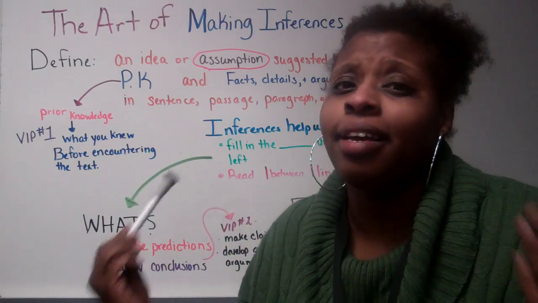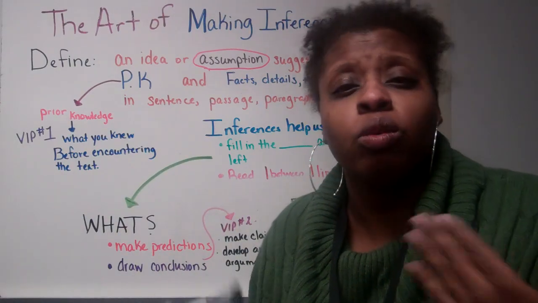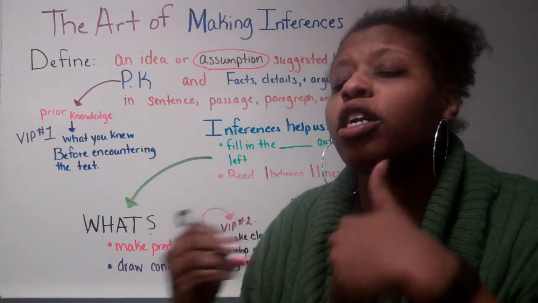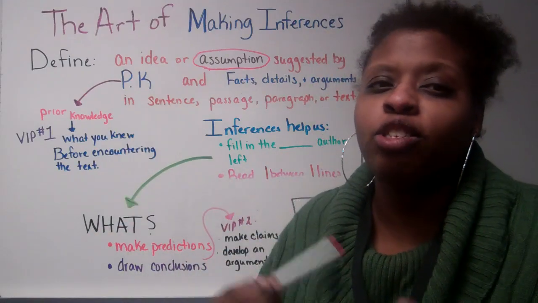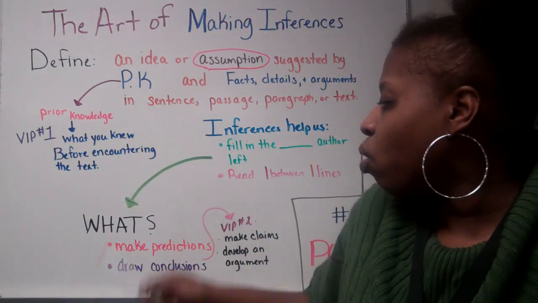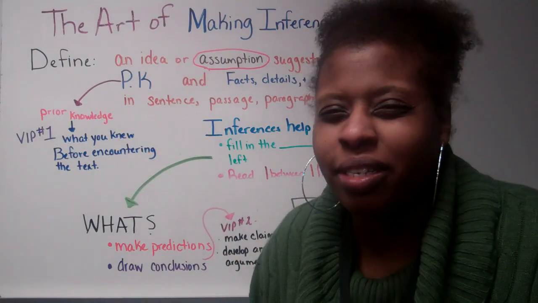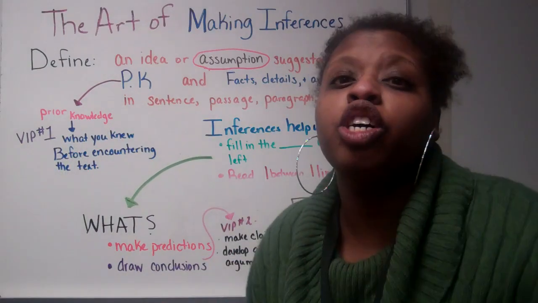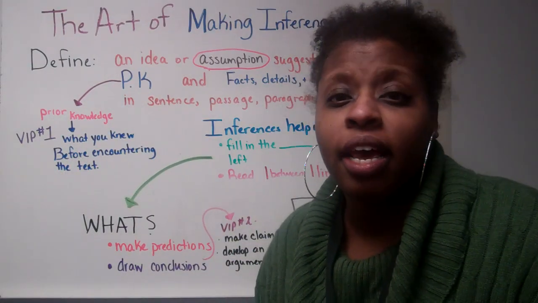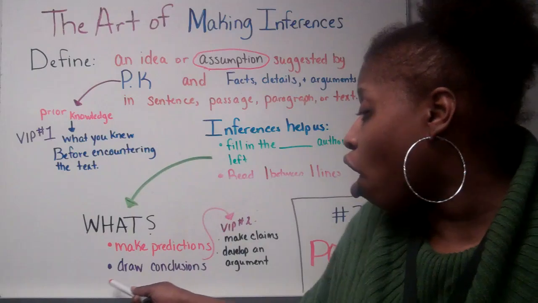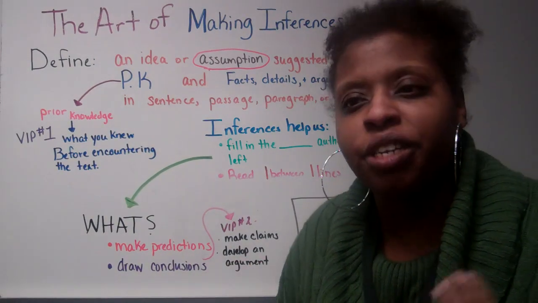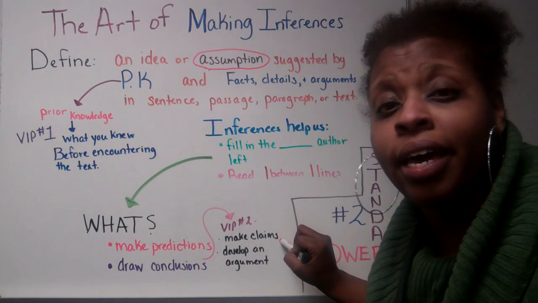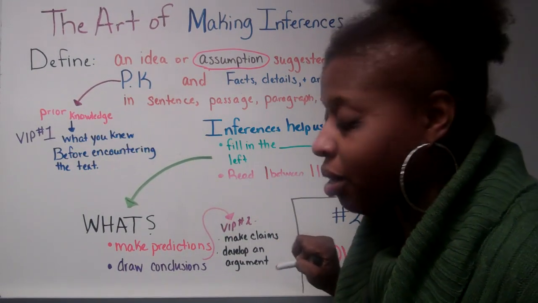All right, the next way inferences help us is they help us read between the lines. Simply because, once again, we have brains, we have knowledge, we have intelligence. Authors and writers know this, so they put clues in between the lines so that we can find them. Now, what good are inferences for? 2 reasons. Inferences first allow us to make predictions about what could happen or what may happen. Inferences also allow us to draw conclusions. Combine these predictions and conclusions together, then that helps us to make claims and develop stronger arguments.